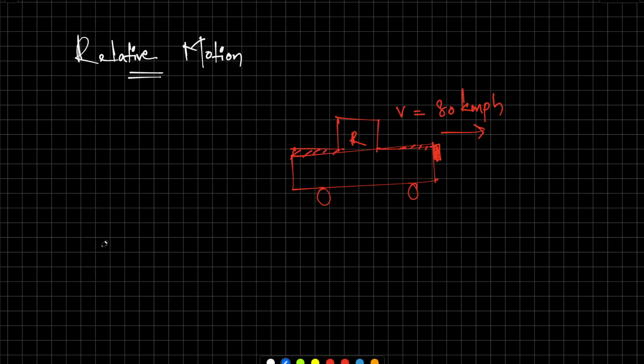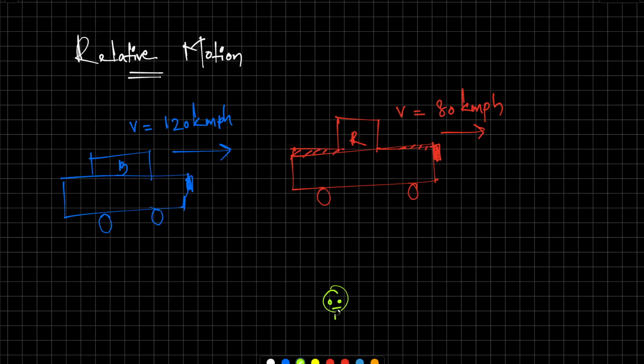Second car is a blue car just behind this red car. It's moving to the right as well with a velocity of 120 kilometers per hour. This blue car would gradually overtake the red car because it has a higher velocity.